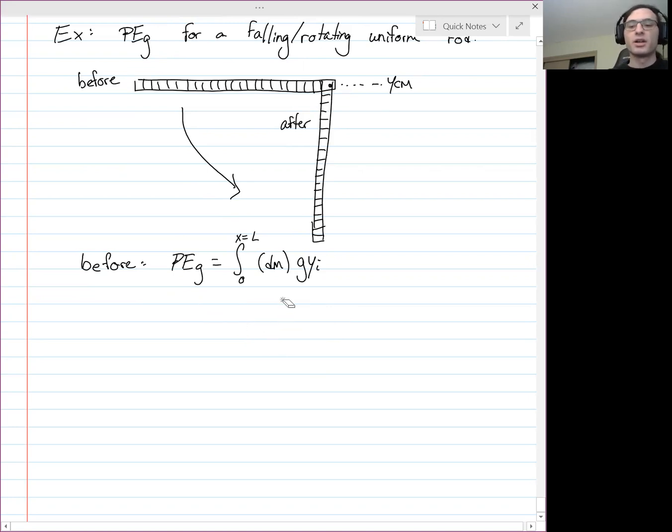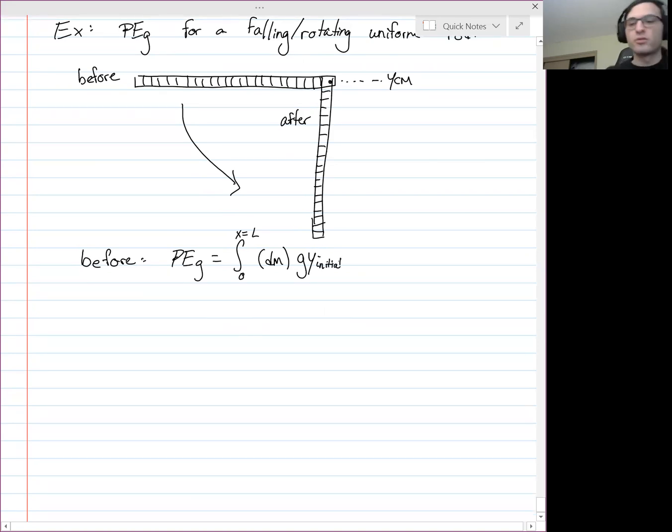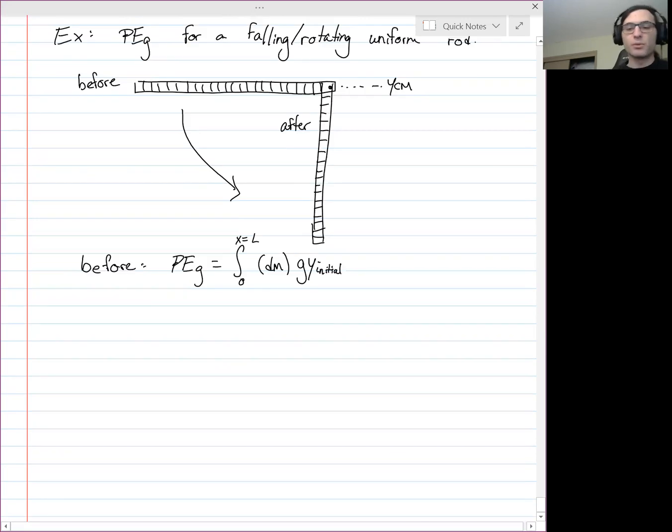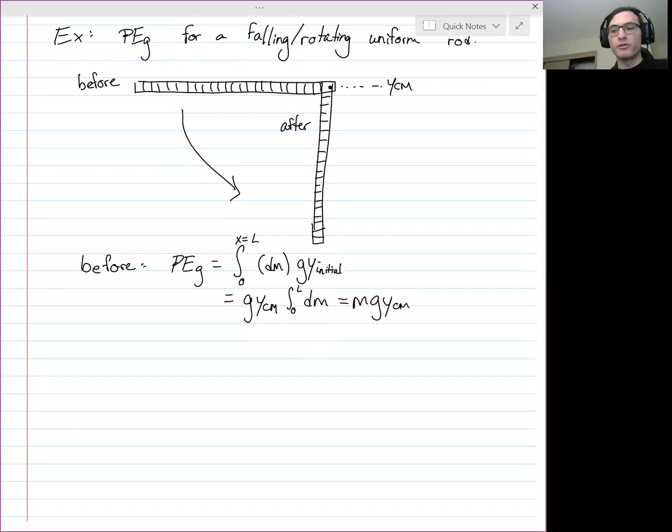And that yi, that's just the initial height. And they all have the same initial height, so we know that this is a uniform rod. So this just works out to be g, and they all have the same height. So this is g times y cm times an integral from 0 to L of dm, but that is just, by definition, the total mass. So this is where we get m g y cm. That's why that formula popped up. So that is the gravitational potential energy before it falls.